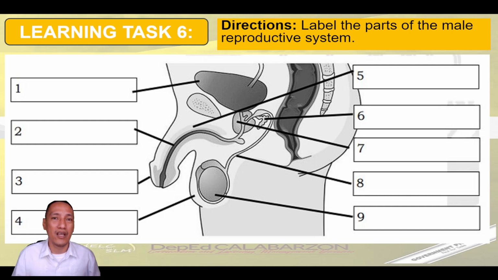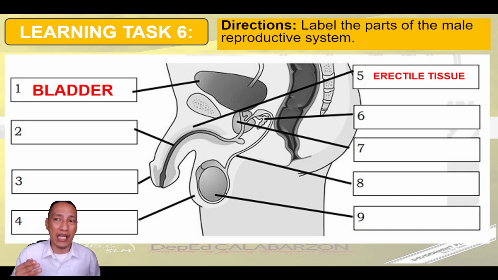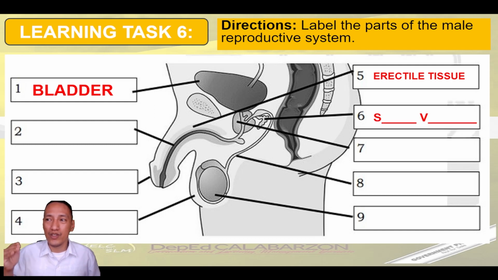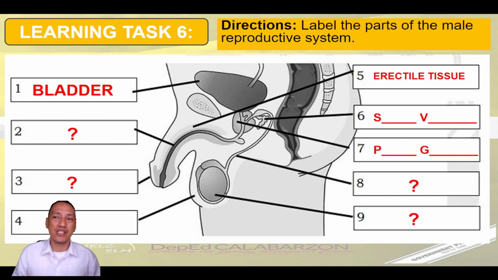Alright? So for that, to help you out, I'm going to give you this, which is the bladder or yung ipunan ng ating ihi from the kidney. And we also have the erectile tissue or yung nagpapatayo ng penis. But for the rest, you need to identify this with a S and V. So 2 words. This one is 2 words, then P and G. And the rest, madadali na lang yan. That's why I only indicated them as unknown or question mark.